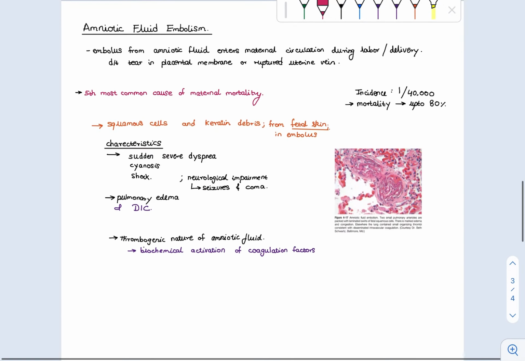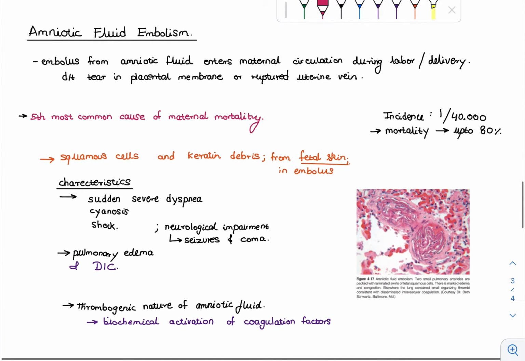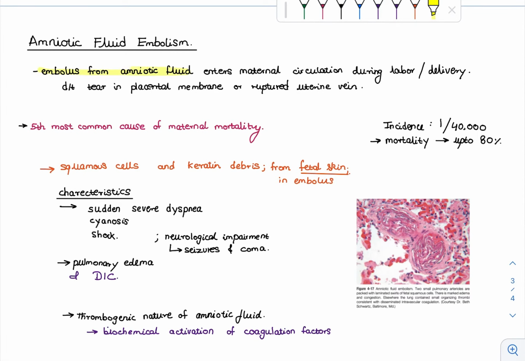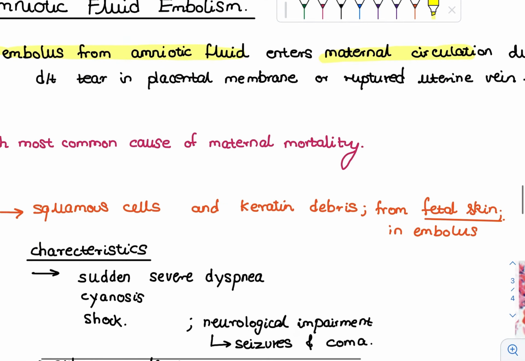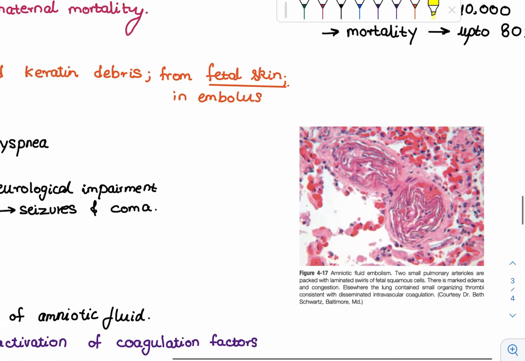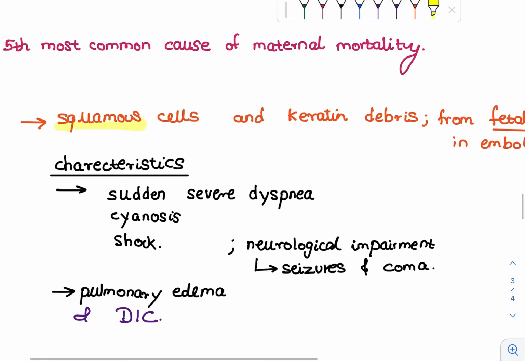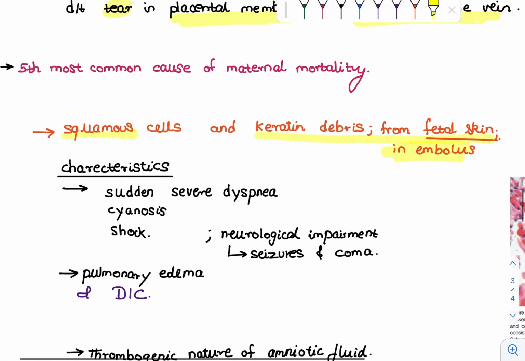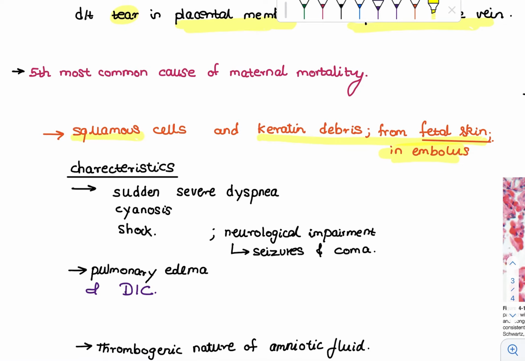Now, coming to amniotic fluid embolism. In this kind of embolism, the embolus comes from amniotic fluid and it enters the maternal circulation, and this generally happens during labor or delivery. The main reason for this embolism is a tear in the placental membrane or a ruptured uterine vein. Generally squamous cells or keratin debris from the fetal skin are seen in the embolus, and it should be noted that this is the fifth most common cause of maternal mortality.